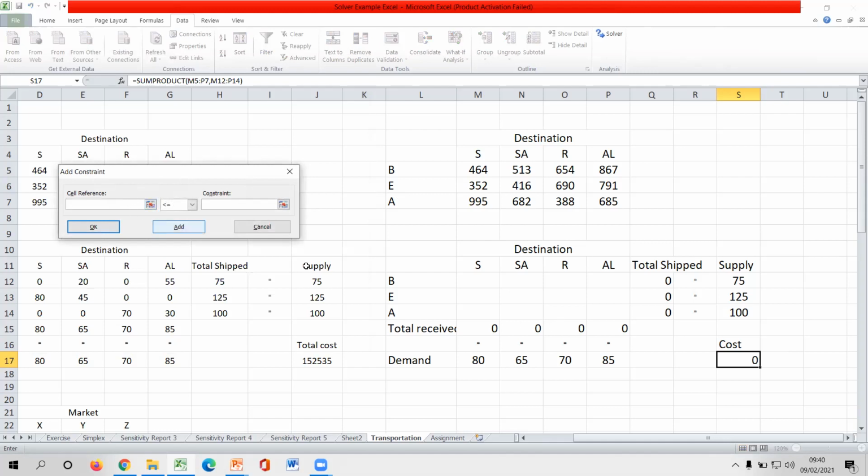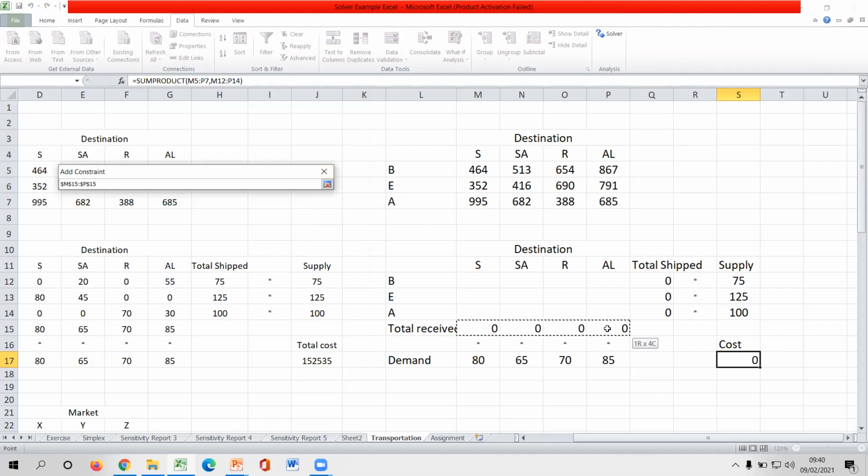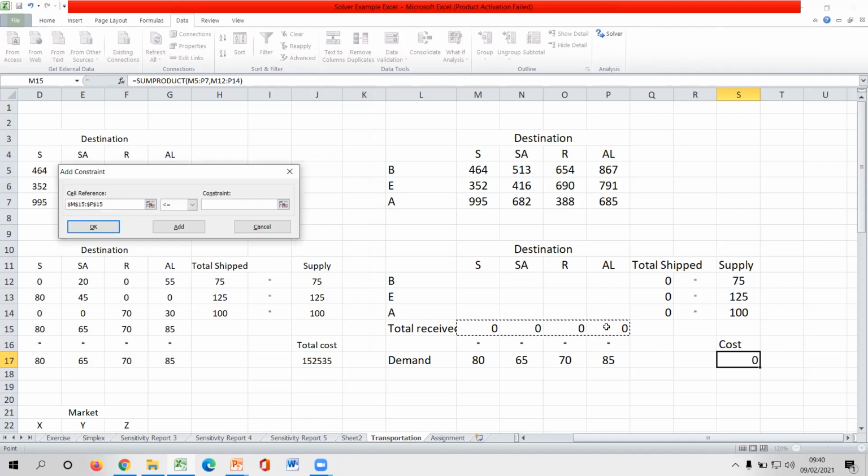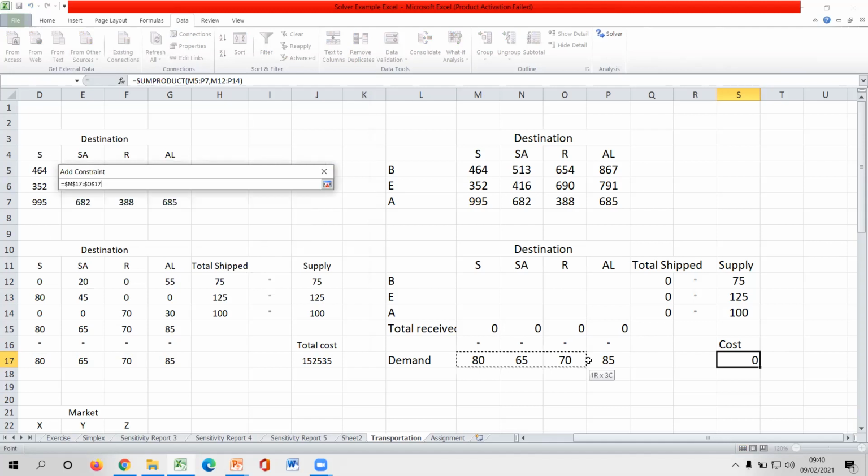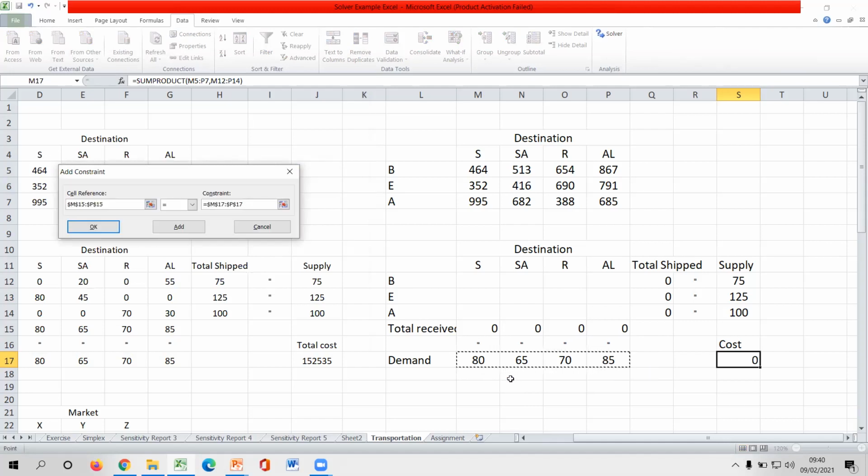Now it is asking what are your constraints. Now we know that whatever we need to fulfill our demand, that means your total received sales, right? So you can see it highlighting here, the total received sales need to be equal to the total demand of the market, right? It is exactly equal to the total demand of the market. Then you select it, then click Add. Then it disappeared and it is incorporated into your constraint window, right?